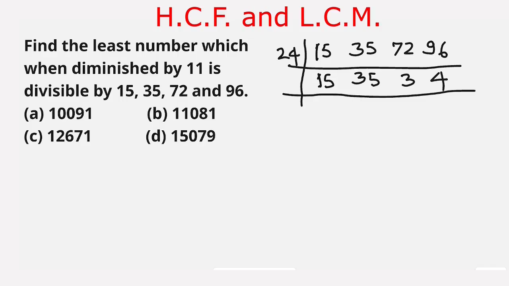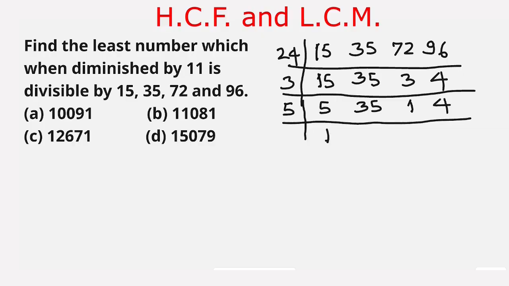So we divide these by 3. 3 divides 15 for 5 times, we write 35 as it is. 3 divides 3 for one time, we write 4 as it is. Now we divide by 5. 5 divides 5 for one time and 5 divides 35 for 7 times. We write 1 as it is and 4 as it is. Now 7 and 4 are co-prime numbers, so we can directly find the LCM by multiplying these numbers.